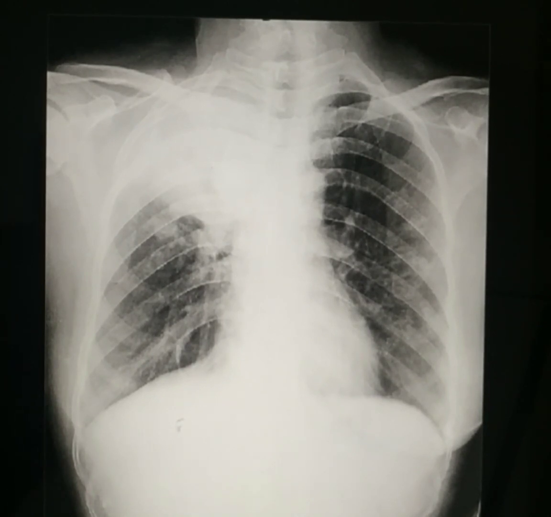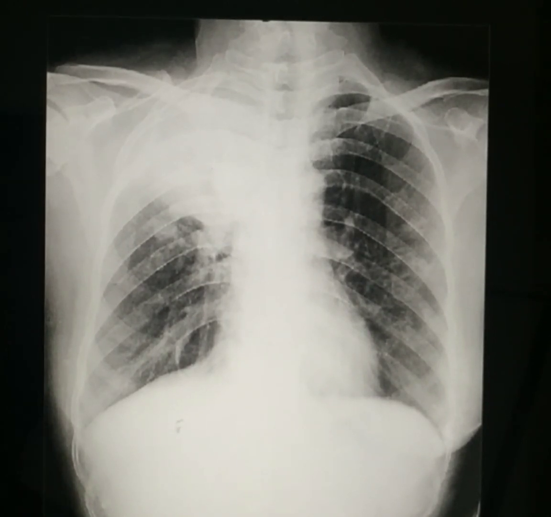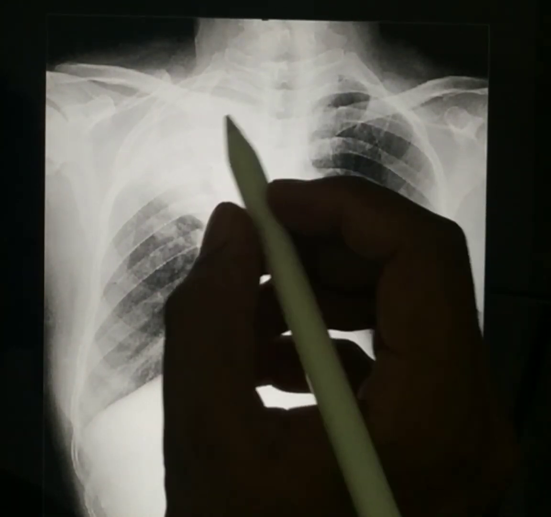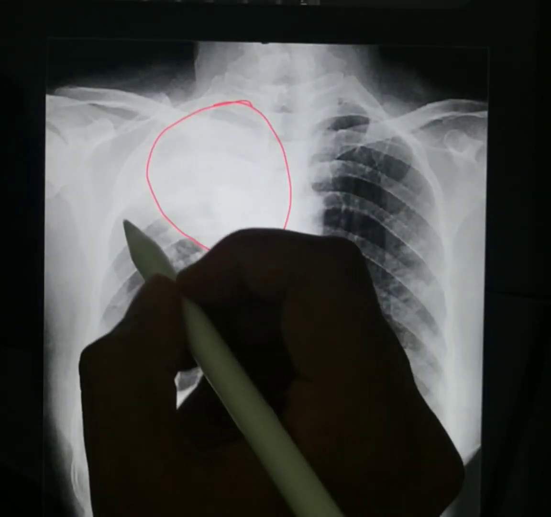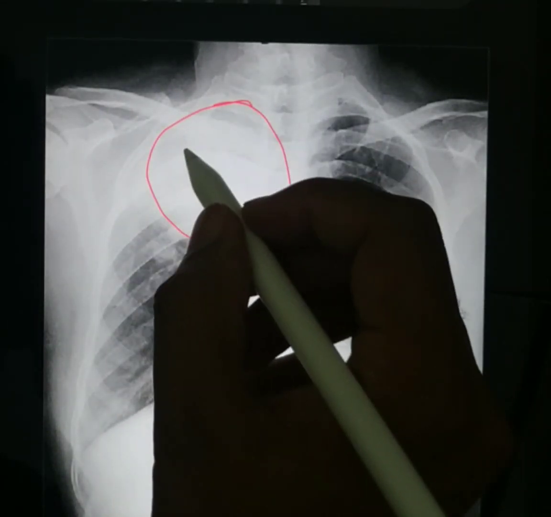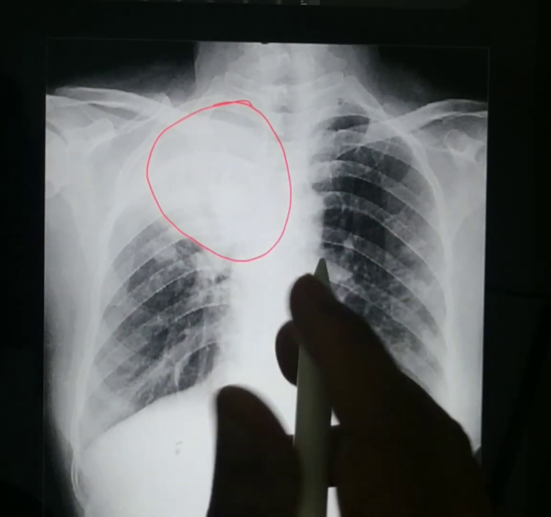Now we will go through abnormal chest X-rays. So first of all, we have to see the area of consolidation. The area of consolidation is opaque white area like this. In this X-ray, the right upper lobe is opaque. So this is the area of consolidation.